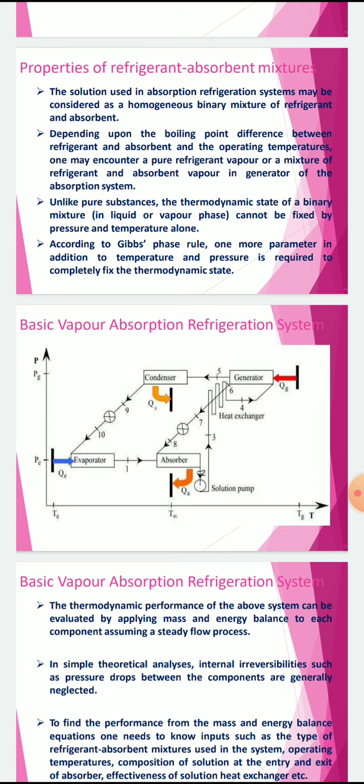A simple example for VAR is the ammonia water solution, the ammonia absorption system. Here ammonia works as the solvent, that is, the refrigerant. Ammonia is the refrigerant, and water absorbs it. So ammonia vapor gets absorbed by the water in the absorber and becomes a strong solution.